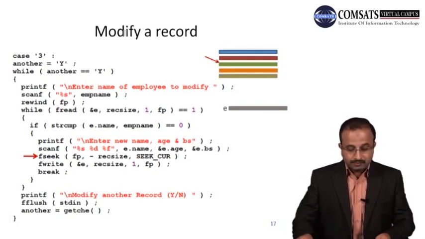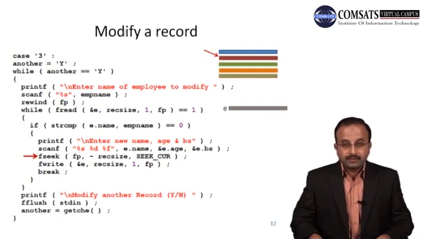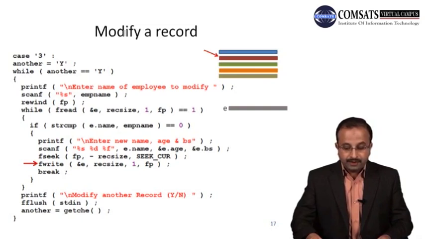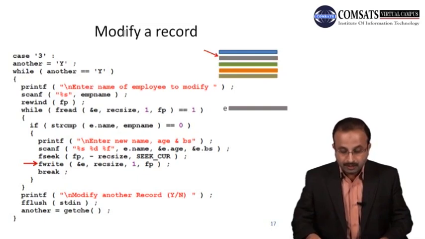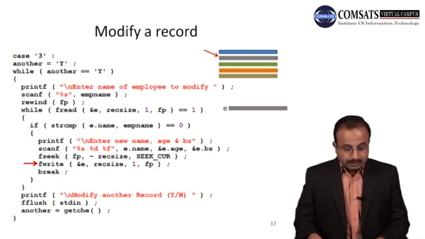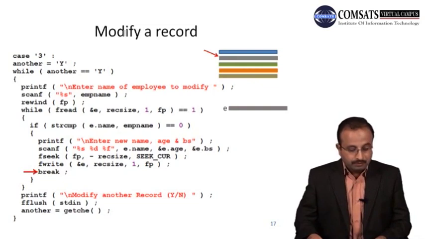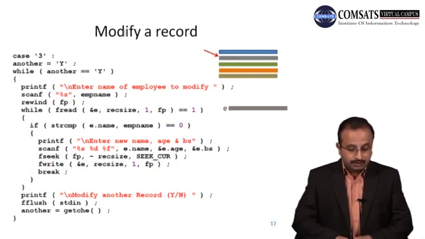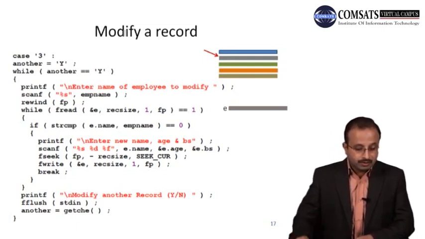But जब fseek function successfully execute हो जाएगा, then file pointer will be pointing to the second record, and then we have a fwrite function. Using fwrite function we can write the content of this new record in that place, so the content is written. Then we have a break statement, so while loop will break, while loop break हो जाएगा. Break होने के बाद you have a message modify another record, yes no. If you enter yes, the same process will be repeated. ठीक है? The same process क्या है?